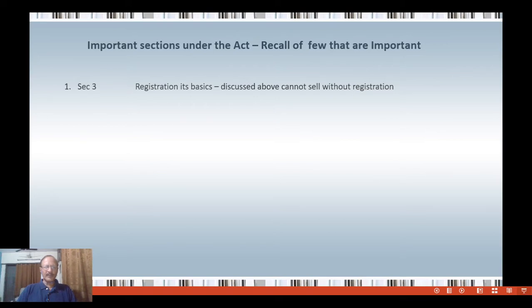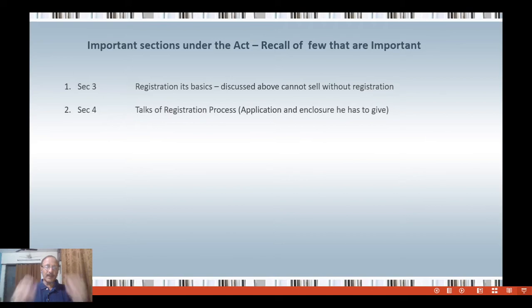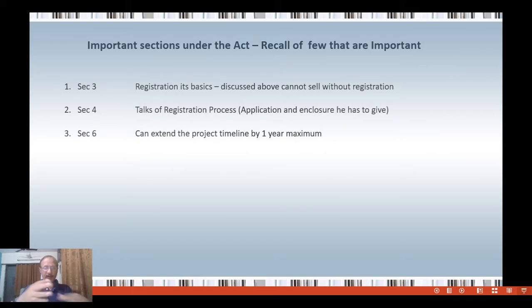So, what was section 3 all about? If you recall, it was about basic registration, which the builder needs to get done before he can start selling. So, a builder had to register himself as per section 3, as guided by it, and he should get all the approvals also before. There was a lot of guidance given, but basically he has to register, he can't sell without registering.